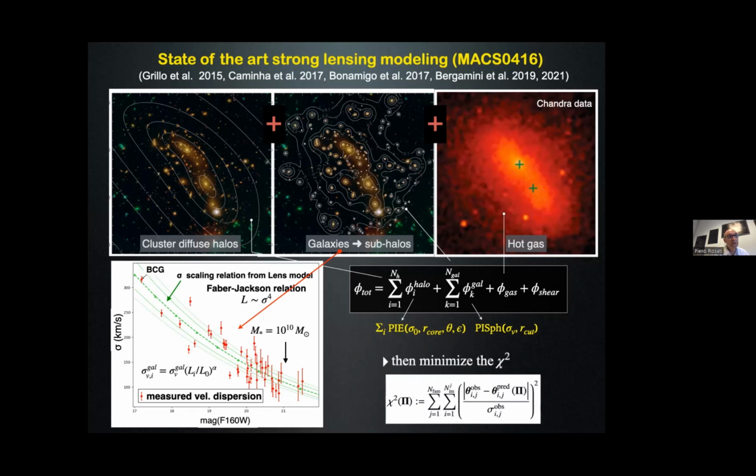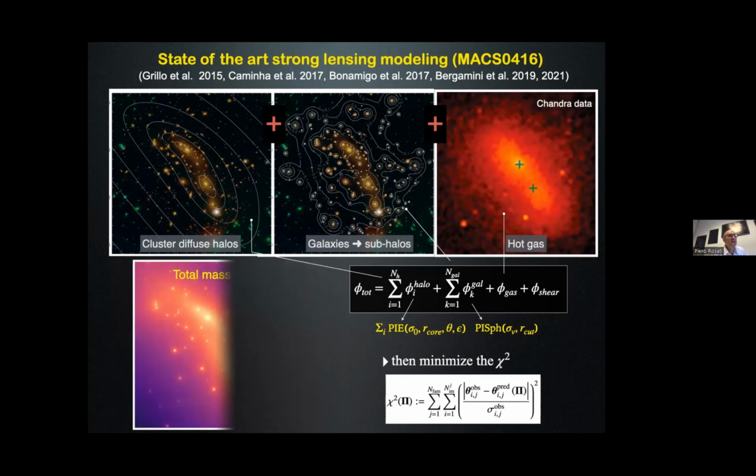So at the end of this, you vary all these parameters, and you try to minimize the difference, if you want, between the observed multiple images and the ones predicted by the model. Okay, you minimize this chi-square, and at the end of this, you get the best fit parameters of the model. You do all your MCMC modeling, of course, to quantify the covariances and so on.